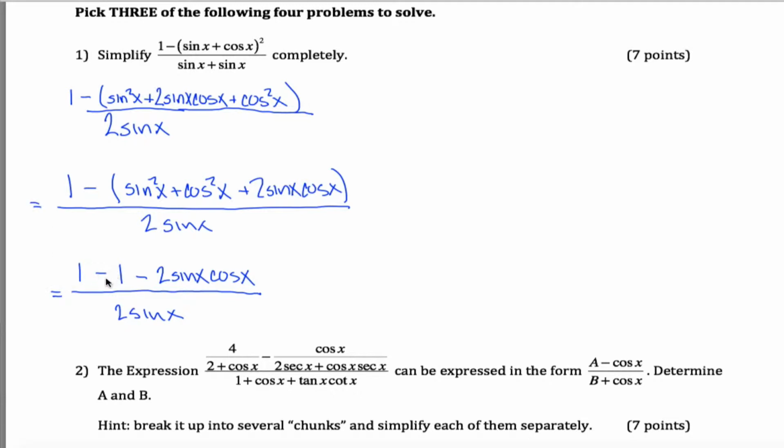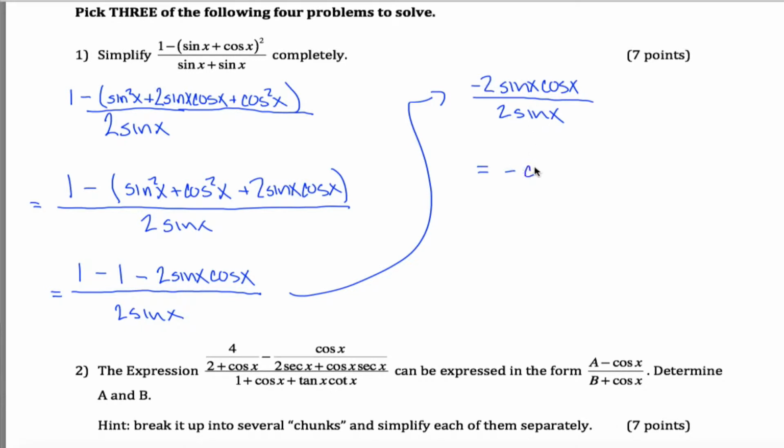But 1 minus 1 is just 0. So from here, I get negative 2 sine of x cosine of x divided by 2 sine of x. And I can cancel out this 2 and this 2 and this sine of x and this sine of x and get negative cosine of x as my answer. All right, moving on.